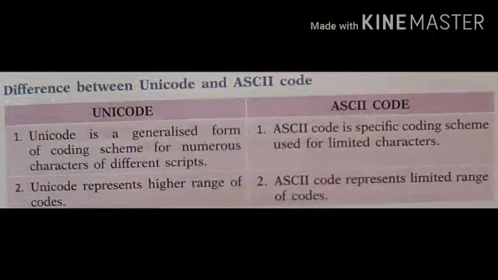Difference between Unicode and ASCII code. Unicode is a generalized form of coding scheme for numerous characters of different scripts, whereas ASCII code is a specific code scheme used for limited characters. Unicode represents a higher range of code, whereas ASCII code represents a limited range of code.